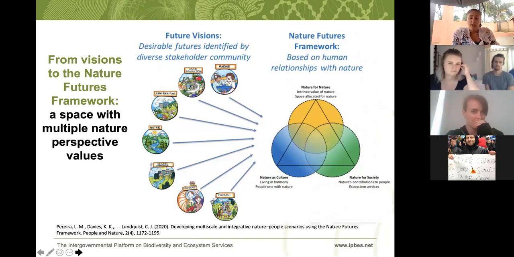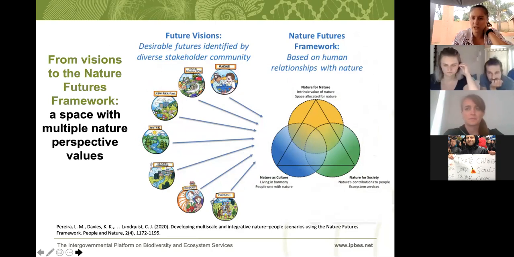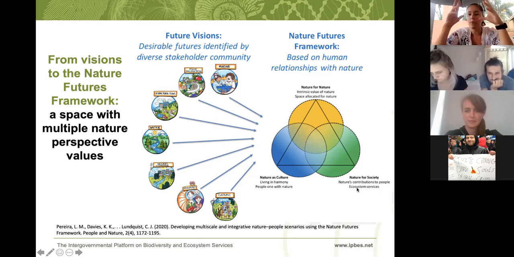And so the Nature Futures Framework Triangle was born during this one meeting, as I said, of researchers that happened in 2018 in The Hague. We realized that these 7 visions actually mapped quite interestingly onto this triangle of a desirable or positive relationship with nature.